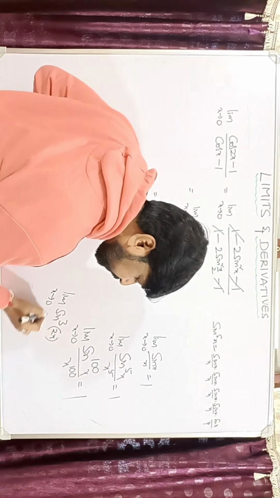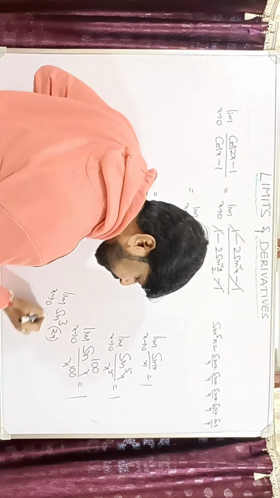For example, limit x tends to 0, sin cube 2x is there. What is the requirement in the denominator? Can you say? x cube is wrong. You want 2x whole cube. So the angle is 2x, and the power is 3. This is required, then only the result is 1. Otherwise this is not equal to 1. Understanding? For example, limit x tends to 0, sin power 5 of 8x is there. What is the requirement in the denominator? 8x whole to the power 5, then only the result is 1.